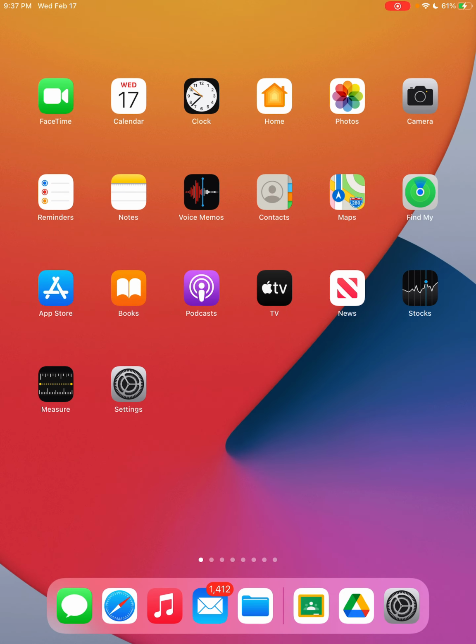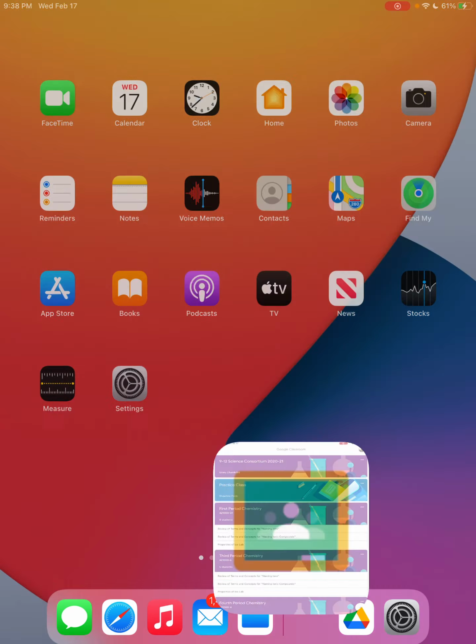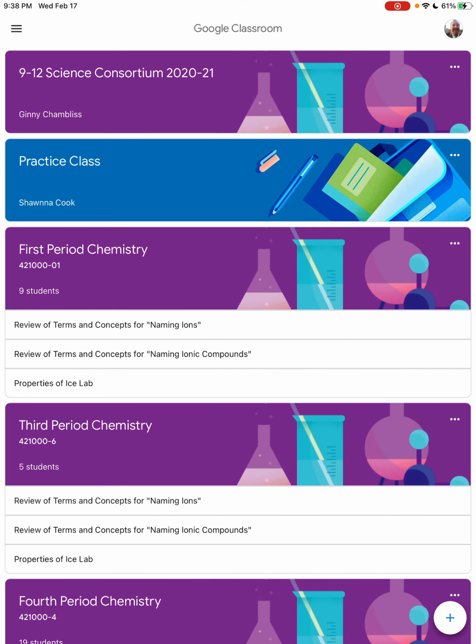I want to introduce our next topic, which is writing formulas for covalent compounds. Previously, we did naming ions, and then we did naming and writing formulas for ionic compounds. Now we're doing writing and naming formulas for the molecular covalent compounds.